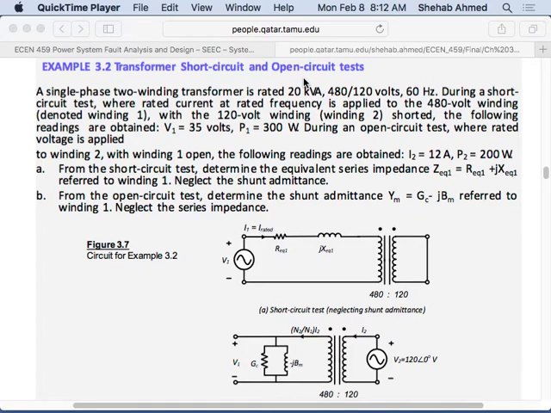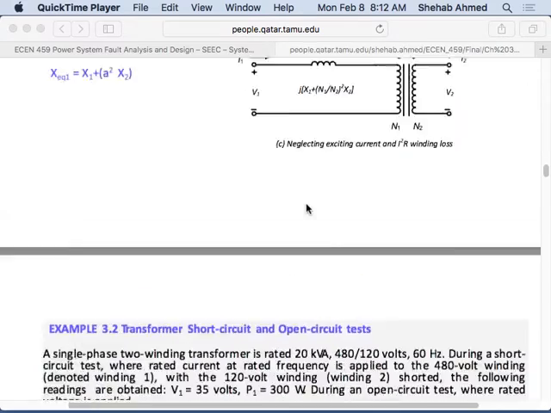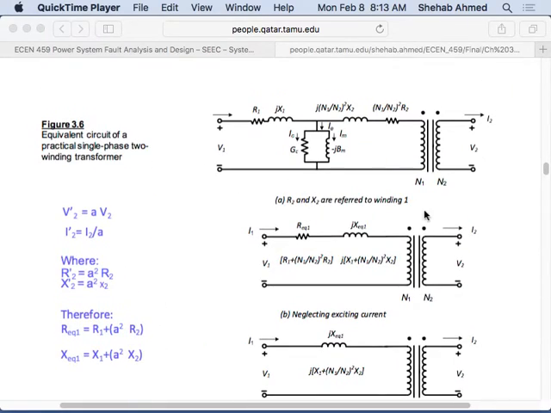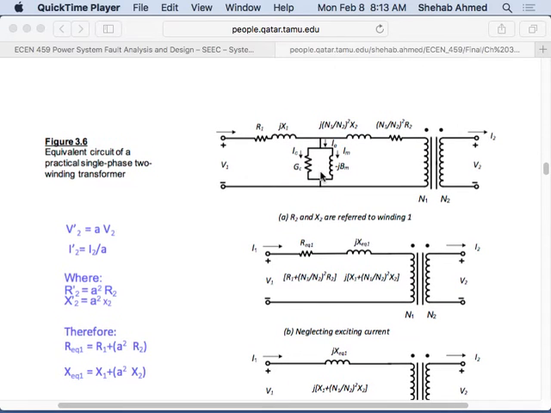So let's think of this. If I have this big transformer here, with this parallel branch included, if I place a short circuit on one side, and I put a voltage source on the primary side, and I apply full voltage, what am I going to get? What's going to happen to the transformer? What value of current am I going to get actually? Will it be rated current?